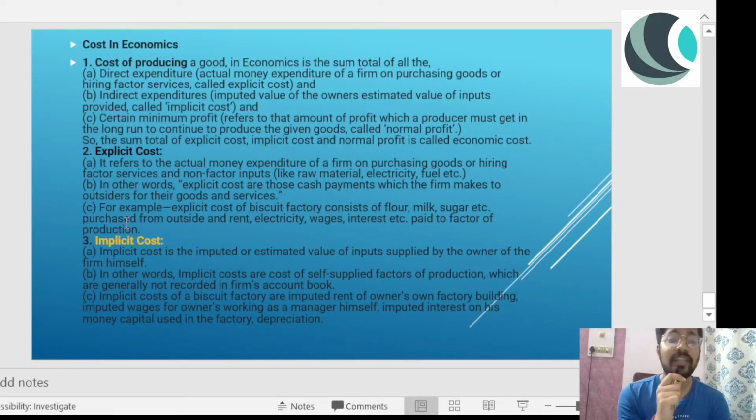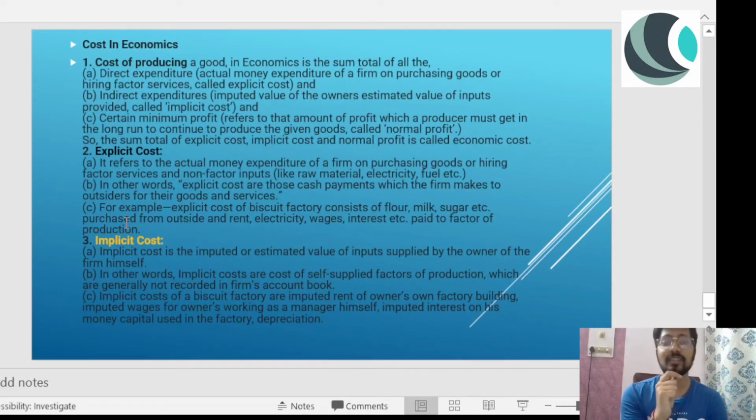Imputed interest on his money capital used in the factory. If I wouldn't have invested that money in the factory, I would have invested in some financial instrument. I would have earned interest. I would have kept all my money in a bank account, earned some interest in savings accounts or fixed deposits. So I'm losing out on that interest. So I have used all of my money in the factory. Because there is opportunity cost associated with everything, I would have kept all the money in my bank account, savings account, and earned interest. So all that will come under the category of implicit cost.